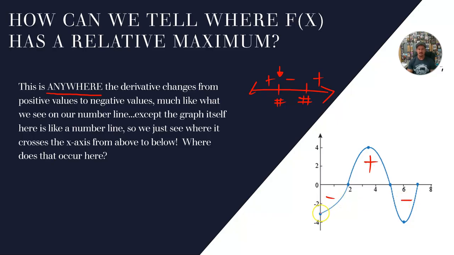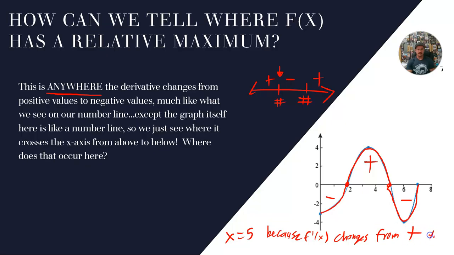So you'll see my derivative is negative, and then it changes to positive right here. And then it changes from positive back to negative right here. So where does my derivative graph cross the x-axis going from positive to negative? Well, at x equals 5. And my justification would be because f prime of x changes from positive to negative. I'm going to abbreviate there. That's how I can tell where I have a relative maximum.